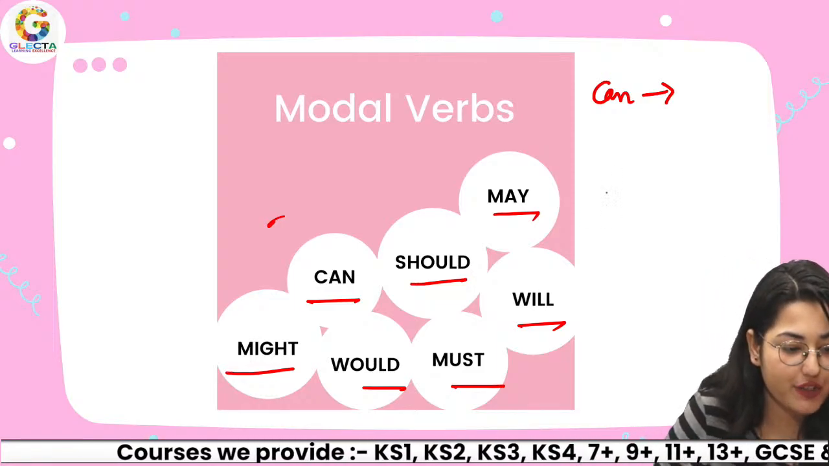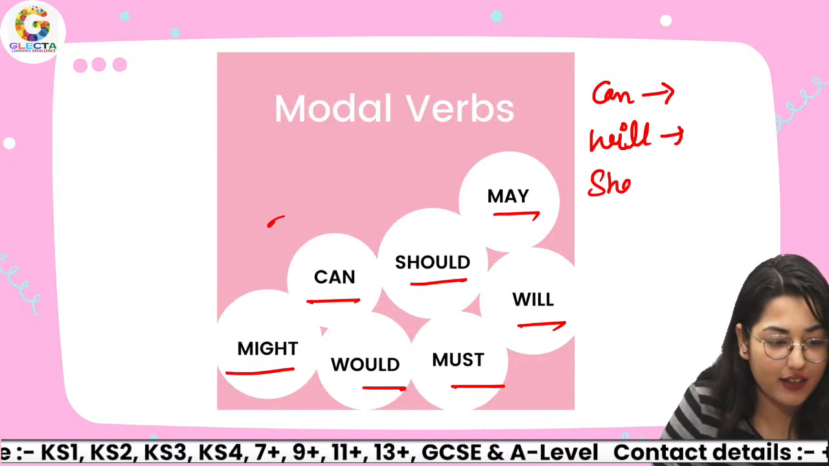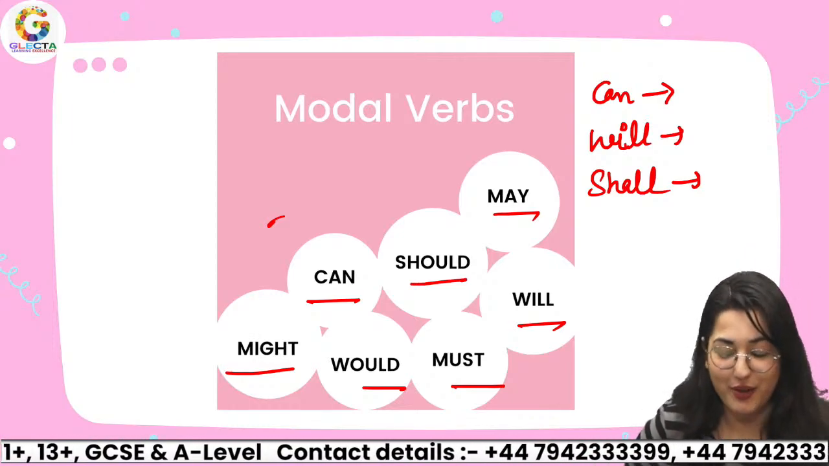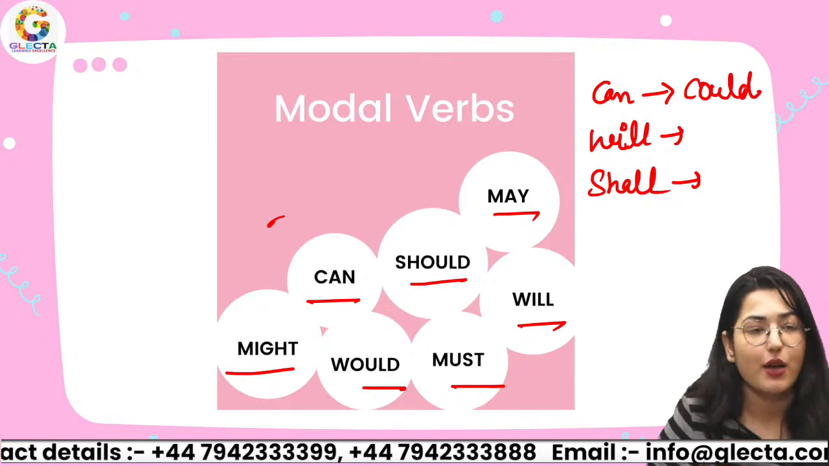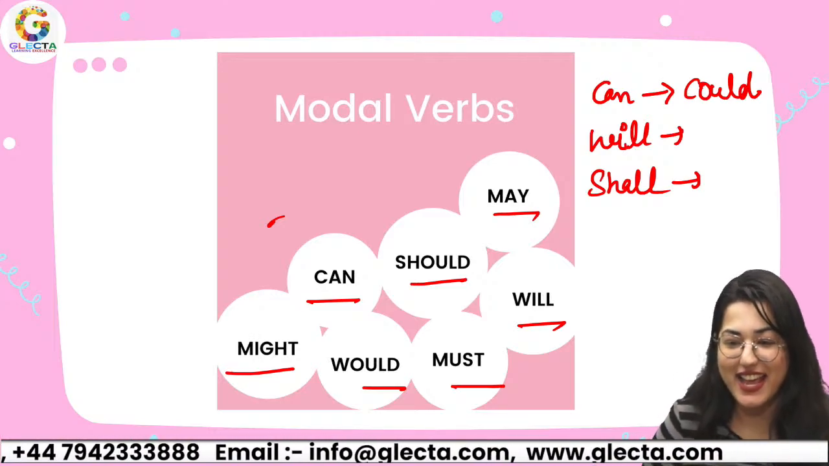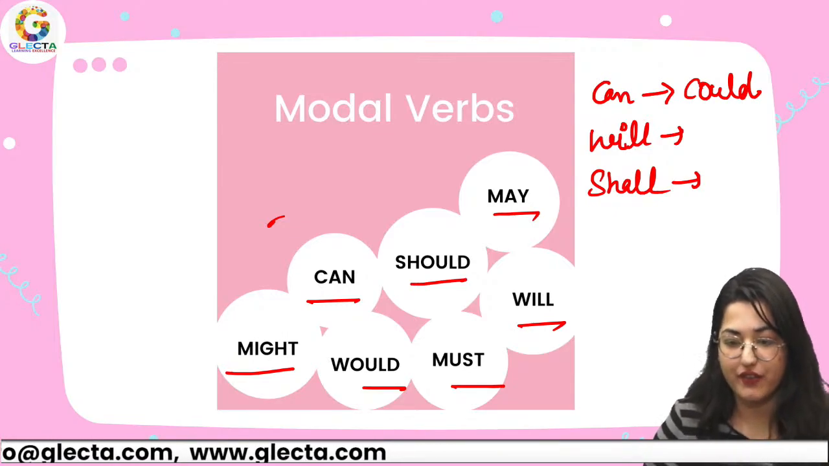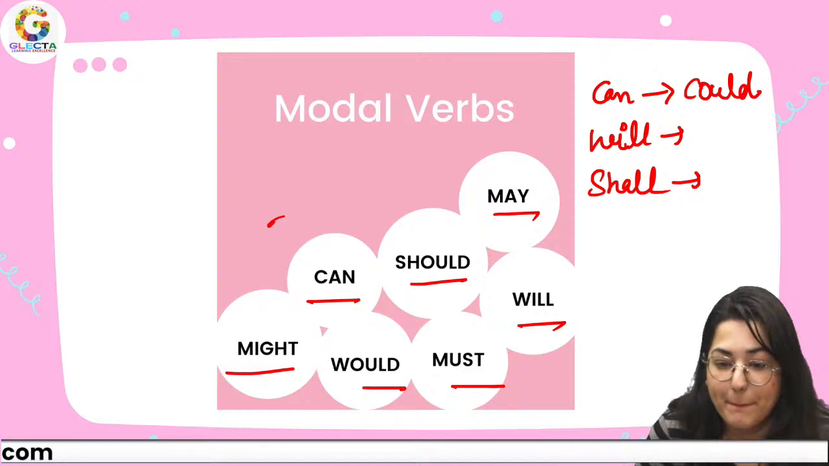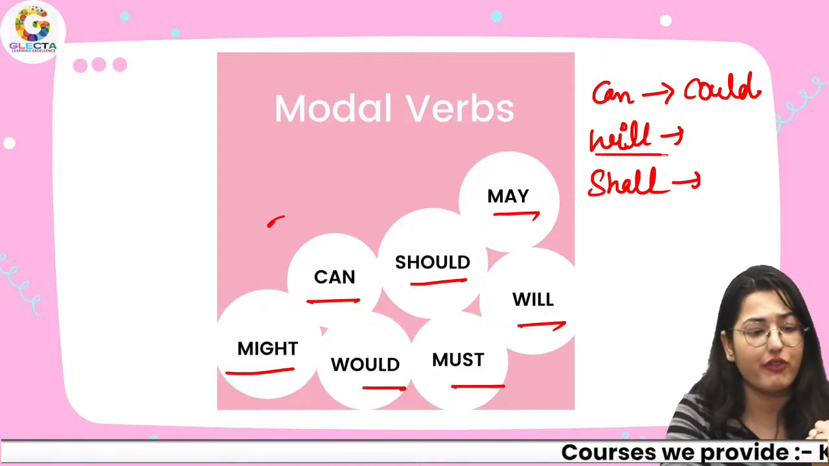Okay, but what is the past form of will? What is the past form of shall? Okay, very good, Aradhya. Very good, Abdul. Yes, the past form of can is could. Can anyone tell me the past form of will? Toys R Love is saying could. Very good, Fiza Khan. Vanaza is also saying could. Very good.